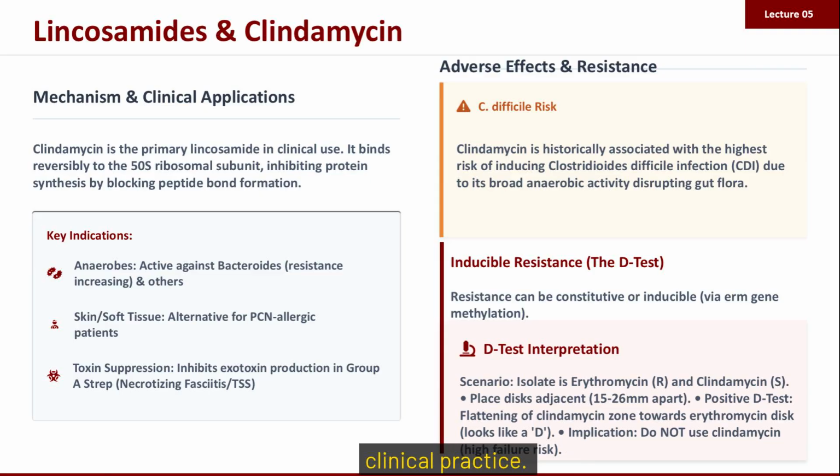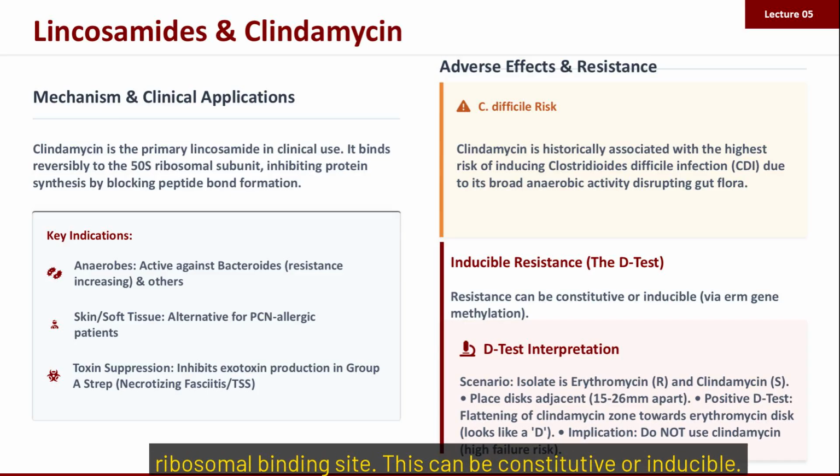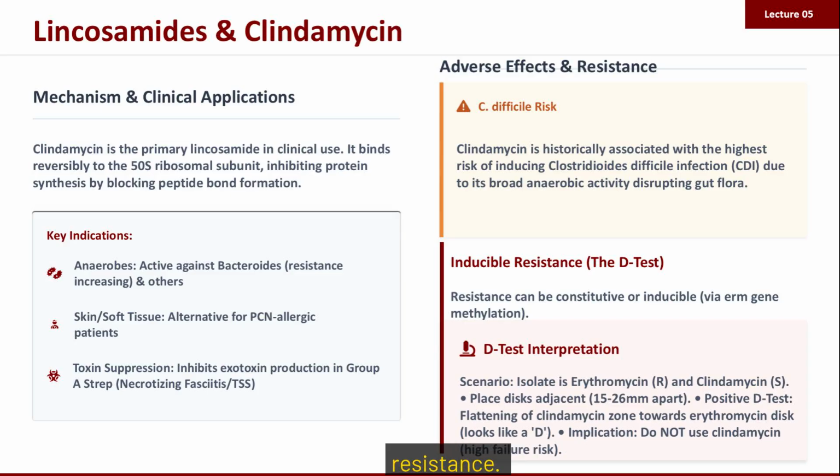Now let us discuss resistance, which is very important for exams and clinical practice. Resistance can be due to ERM gene-mediated methylation of the ribosomal binding site. This can be constitutive or inducible. This brings us to the D-test. This is used in the lab to detect inducible resistance.